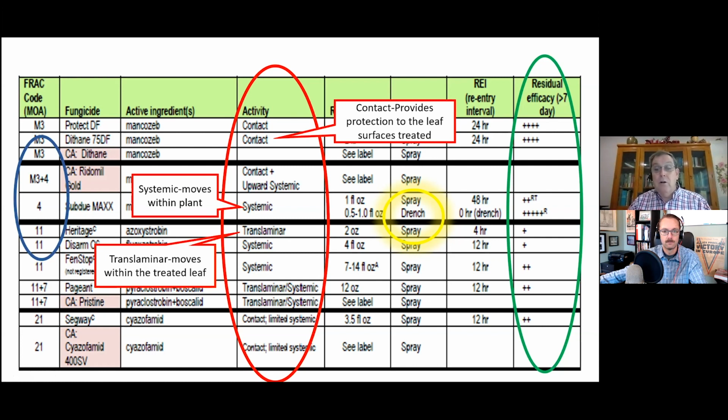So when we put it all together, we know about rotations through the FRAC code, we know activity, telling us where to apply it, where it's being moved within the plant. We know whether we should do it as a spray or a drench, and we also know what our overall efficacy is. So we've got these 4 very critical pieces of information. So are we ready, Bill, now to go and move on to start putting a program together?